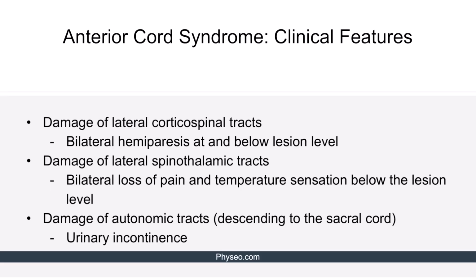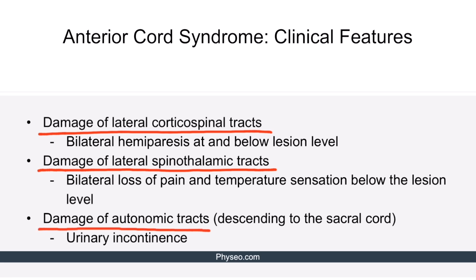Let's move on to the clinical features. They actually reflect what is damaged among the spinal tracts. So first of all, the damage of lateral corticospinal tracts manifests with bilateral hemiparesis at and below the lesion level. For example, a lesion involving the corticospinal tracts at T10 level will lead to spastic paralysis in lower extremities. Damage of lateral spinothalamic tracts results in bilateral loss of pain and temperature sensation below the lesion level.